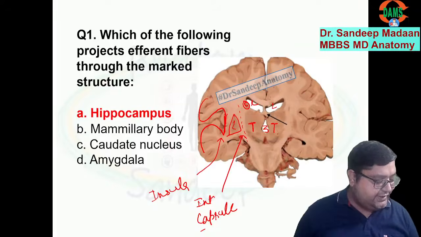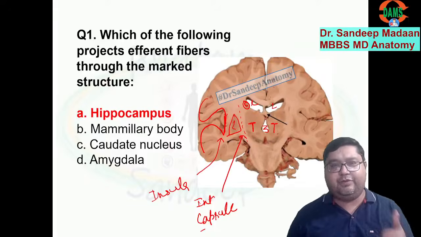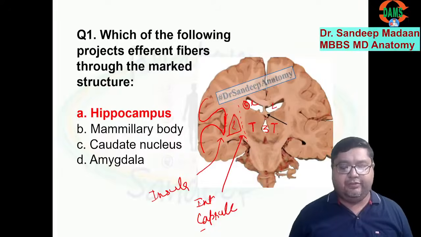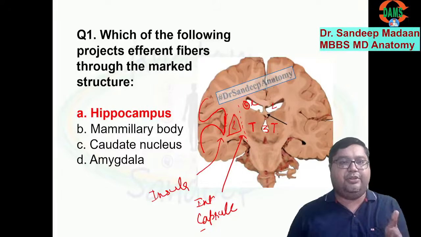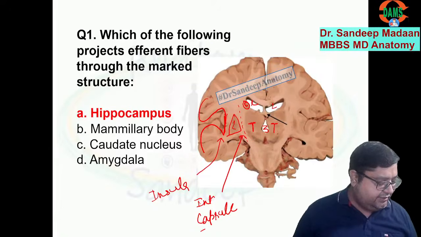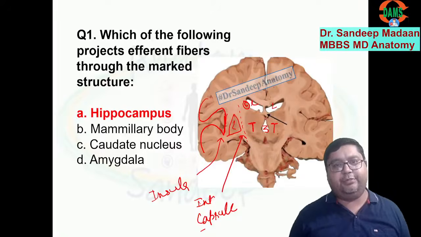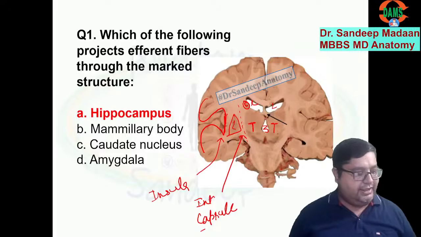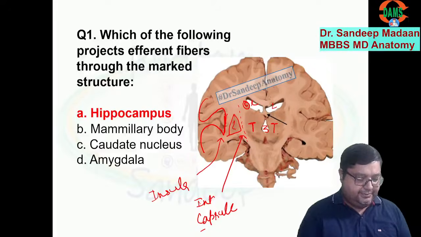Can you also give an example of fornix? The question was about fornix. Fornix is having what type of fibers? Association, commissural, projection, or all? What will be your answer? Answer will be all. Fornix is having all three sets of fibers: association, commissural and projection, beta. Okay, do you appreciate?